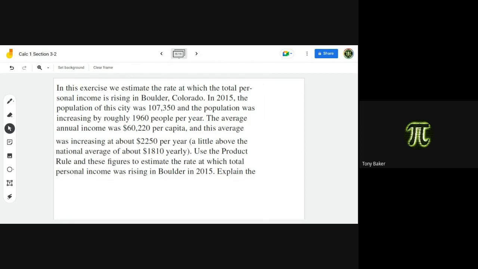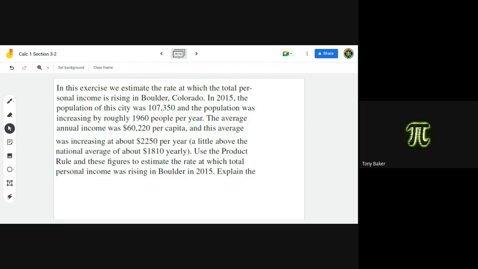So we want to figure out the rate at which total personal income is rising in Boulder, Colorado. So how would we figure out the total personal income of a city? How would I figure out the income of this class? I'd ask everybody their income, and then I would add them all up, right?